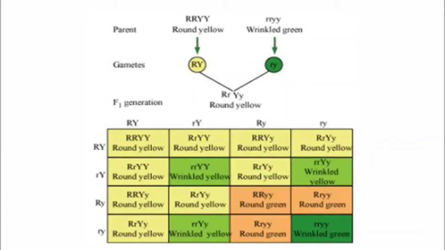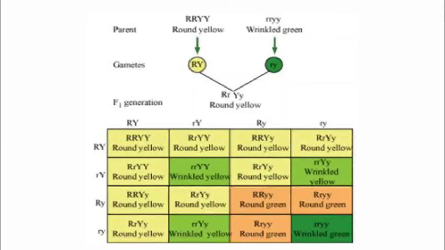Now when I say round and yellow, it is what? Capital R, capital Y. When I say round and green, it is what? Capital R, small y. When I say wrinkled and green, it is small r, small y. When I say wrinkled and yellow, it is small r, capital Y. Correct?